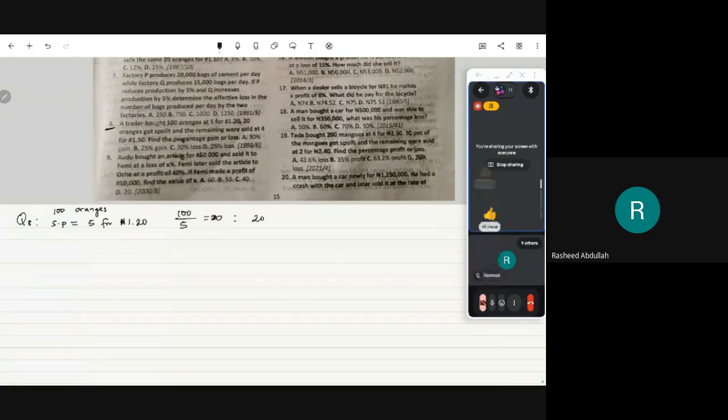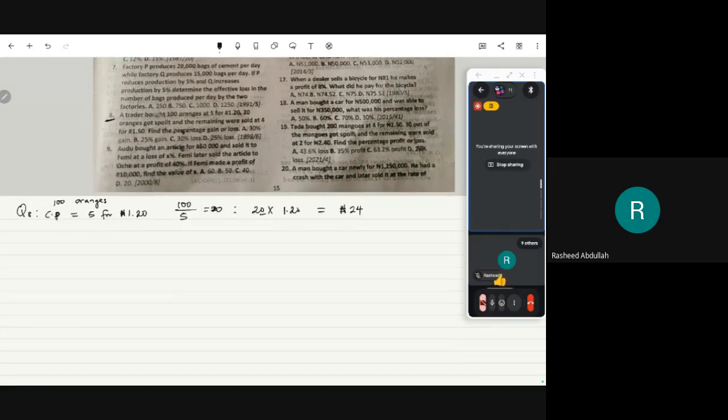So I'm now going to do 20 times 1.20. So the cost price, because now I'm the trader, the amount I bought it, is the cost price. I am the one buying it. The cost price is going to be what? 24 naira. Do you understand? 20 times 1.2. I use this 0 to push this point away, so I have 12, and 12 times 2 is 24. That's the cost.